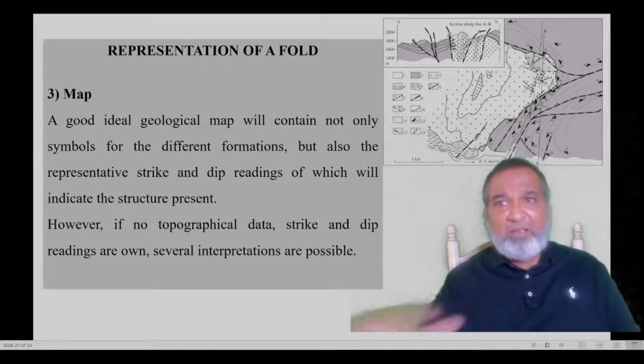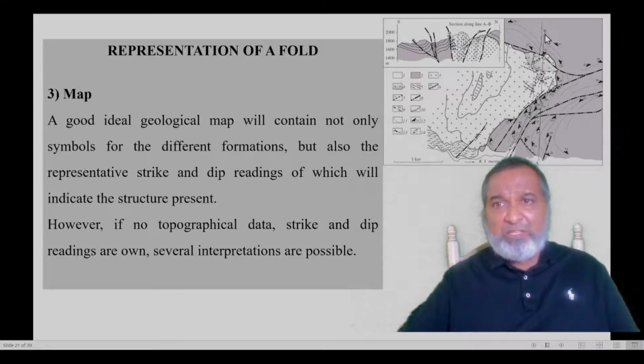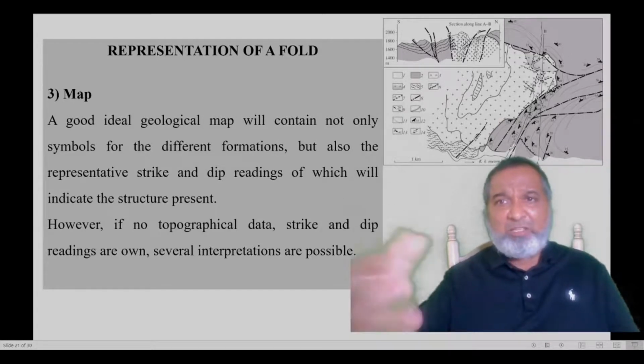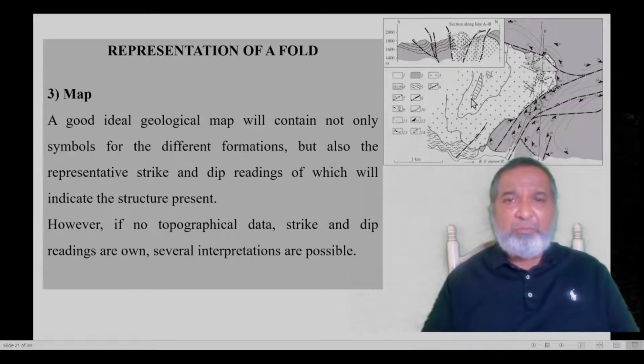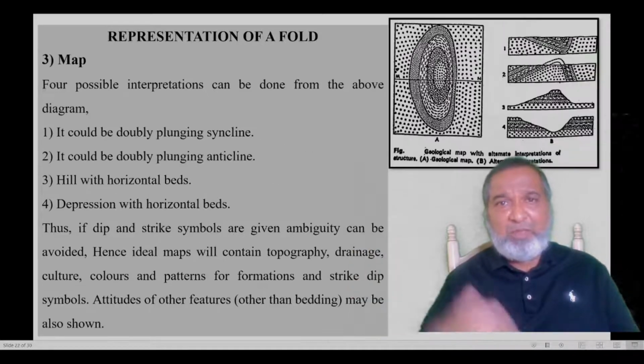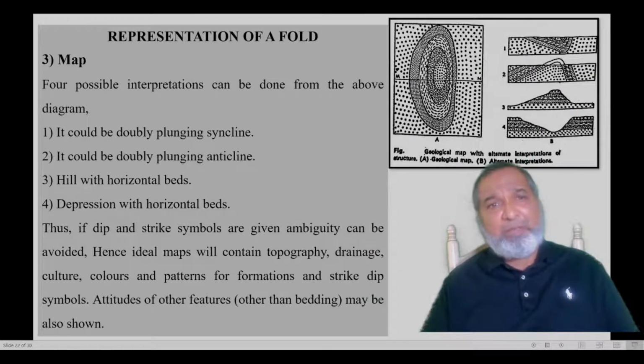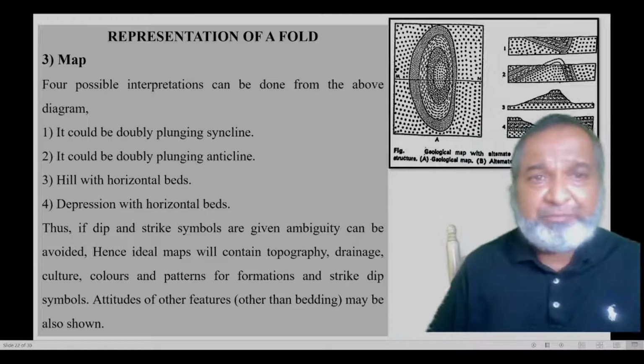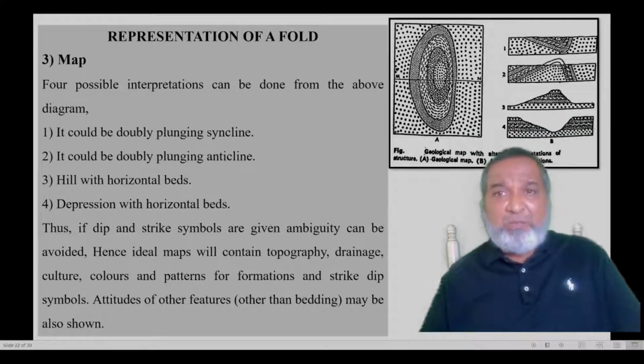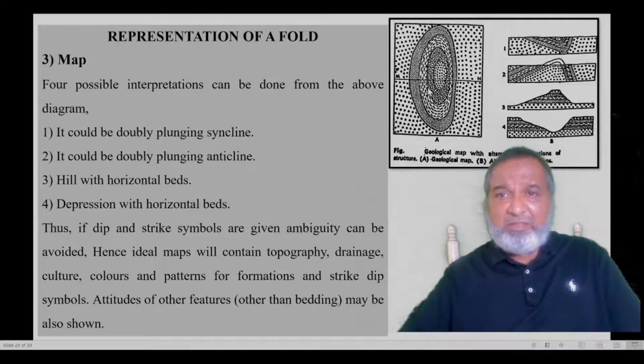Then whatever the map is, with this map we can draw the section and find out how you are going to make the sections. Based on that strike and dip, again we come to know what type of map it is. Next one, the map: doubly plunging syncline. You can see now this is what we have.